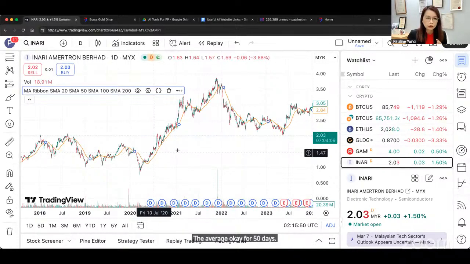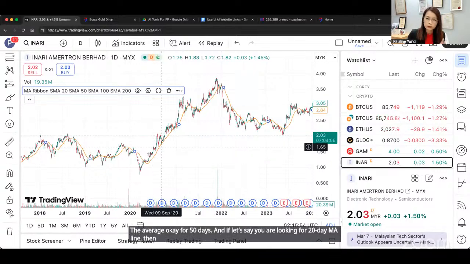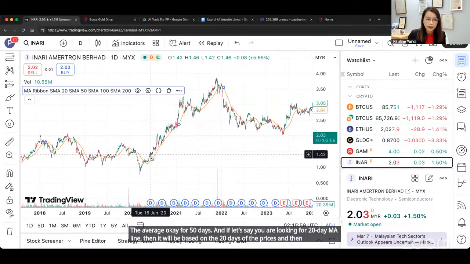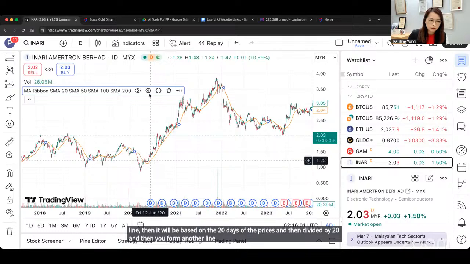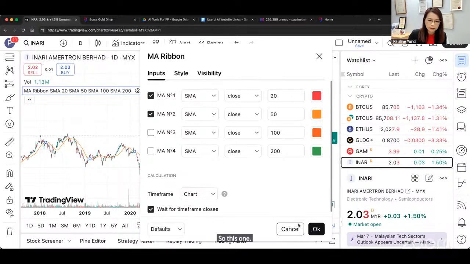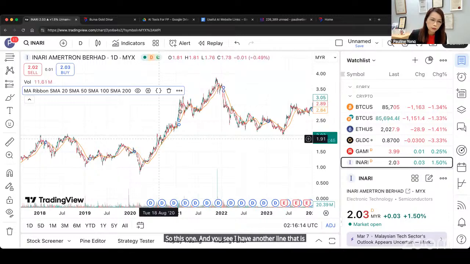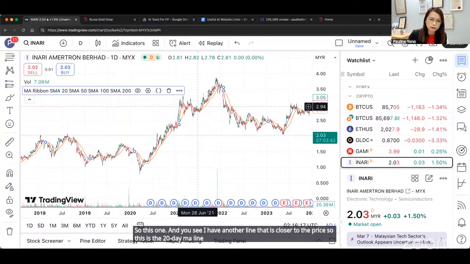If you are looking for the 20-day MA line, it will be based on 20 days of prices, divided by 20, and then you form another line here. So let's say I form the 20-day MA line. So this one. Then you see I have another line that is closer to the price. This is the 20-day MA line, closer to the price.